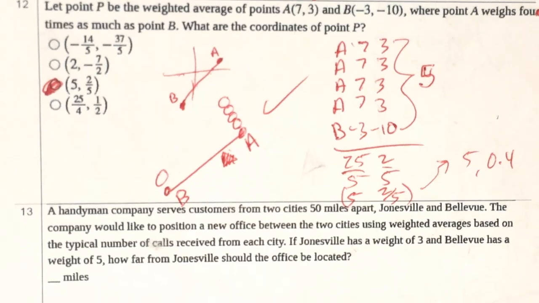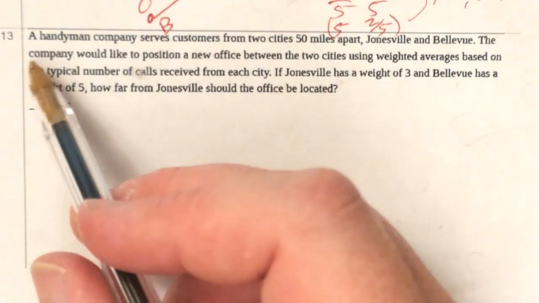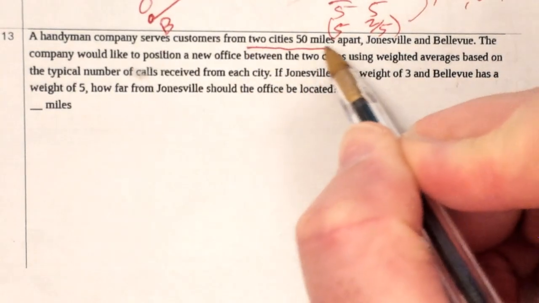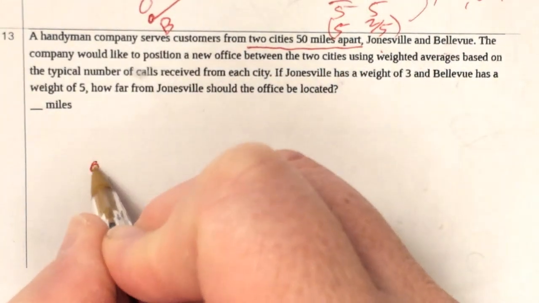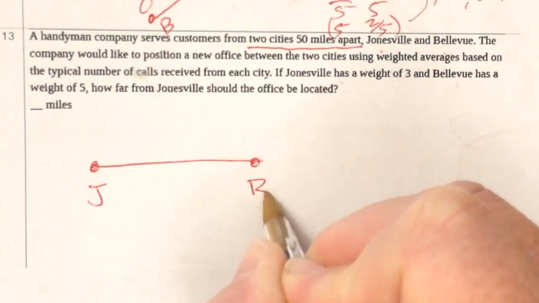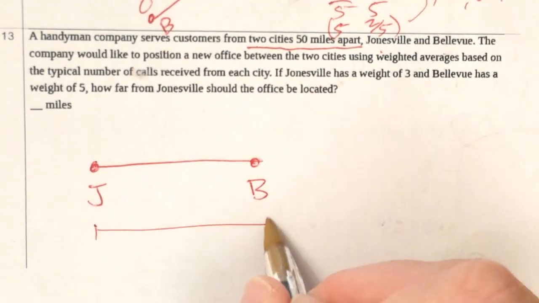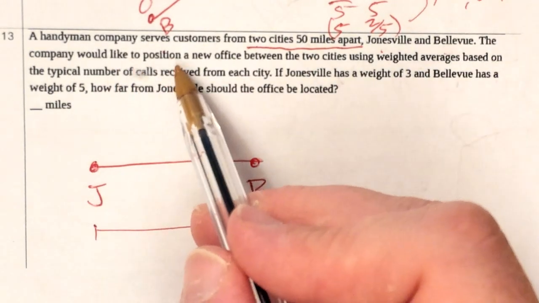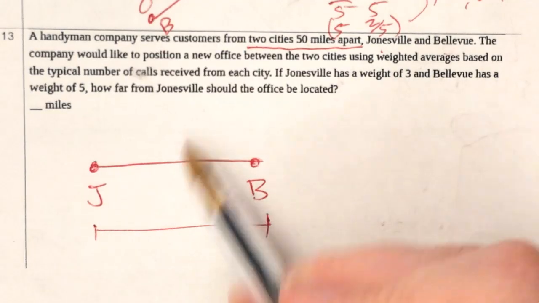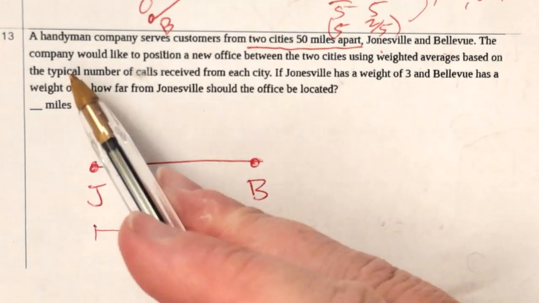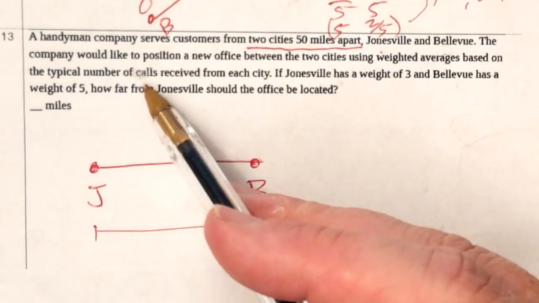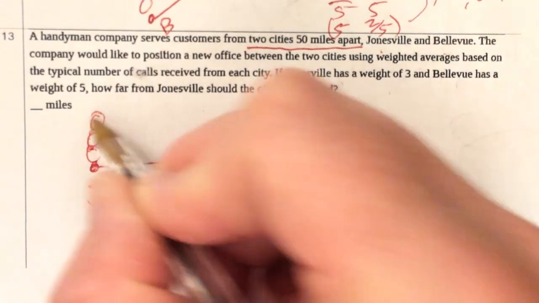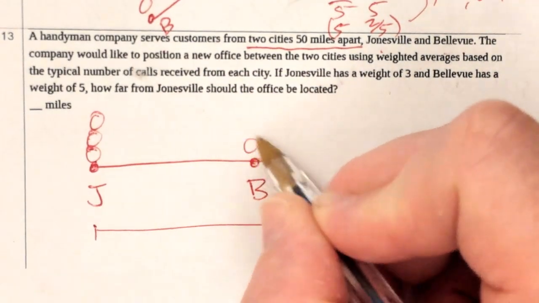And the very last one. Woohoo! Last one, guys. A handyman company serves the customers from 2 cities that are 50 miles apart, and that's Jonesville and Bellevue. All right, so Jonesville and Bellevue, and they're 50 miles apart. Okay, so then the company would like to position a new office between the 2 cities using the weighted averages based on their typical number of calls received in each city. If Jones weighs 3 and Bellevue weighs 5.